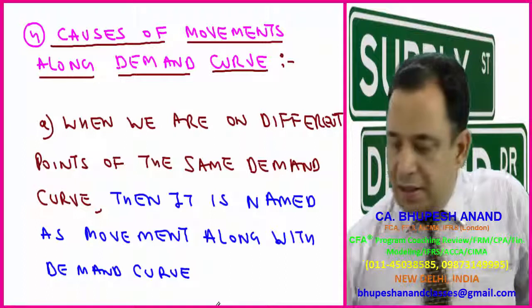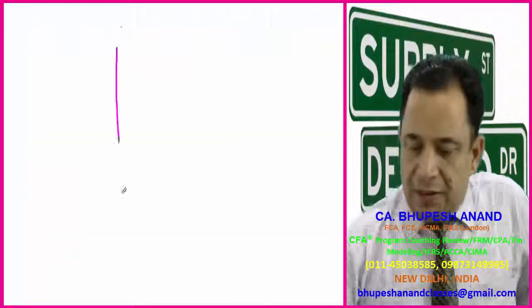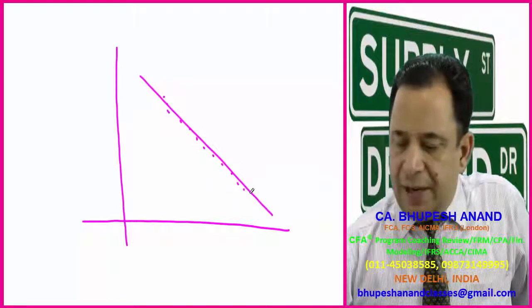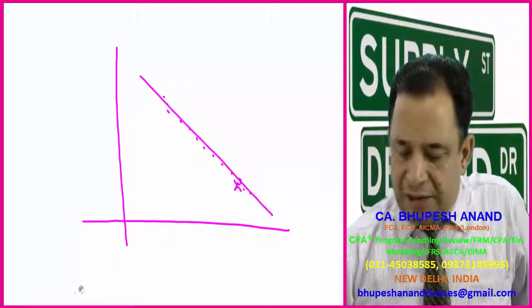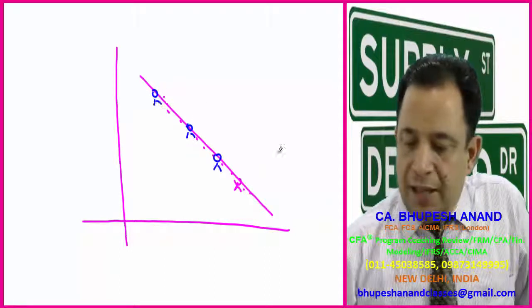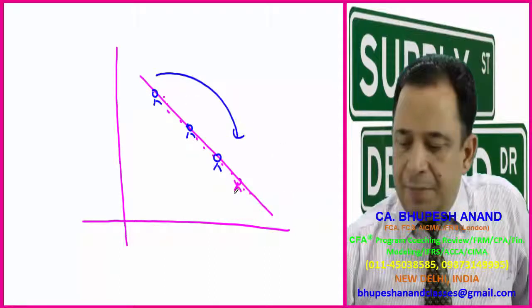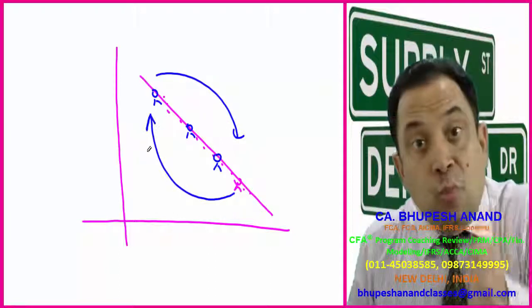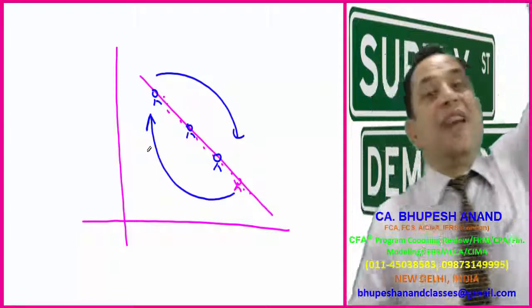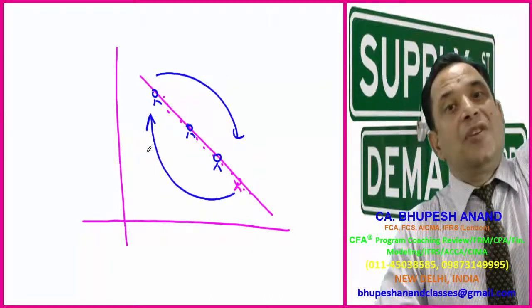For example, this is a demand curve, and we are at different points. Let it be this point, then supposing this point, this point, this point. Then I will say this is named movement along the demand curve. When we are moving along the demand curve, it is movement.